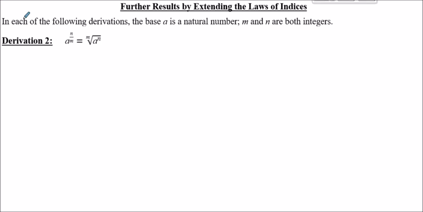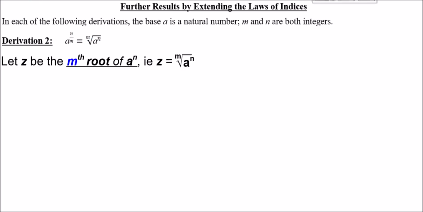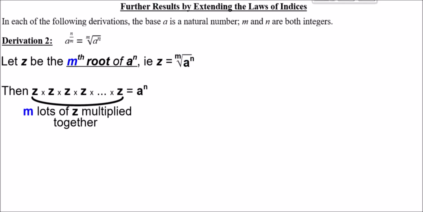The second derivation, a to the power n over m, I want to prove that it's the nth root of a to the n. This is very similar to the first proof. So I'm going to set out by defining z as the nth root of a to the power n. In other words, z is the nth root of a to the n. So using that, what this means is that if we take z and multiply it by itself m times in a row, we're going to get a to the power n, by the definition of the nth root of something.